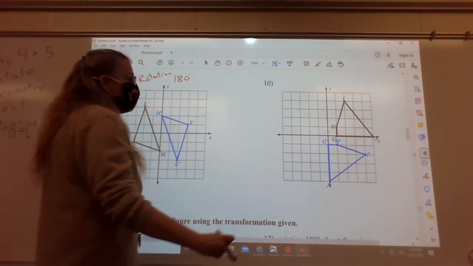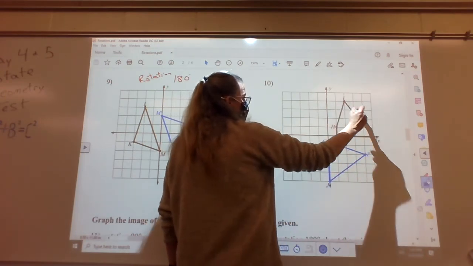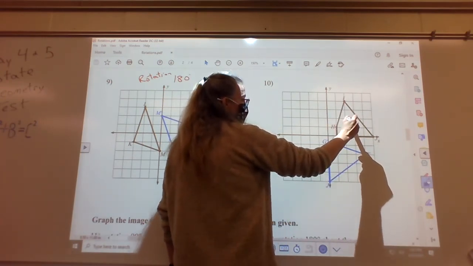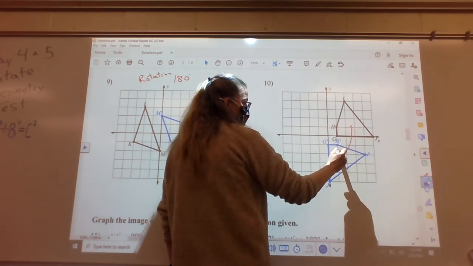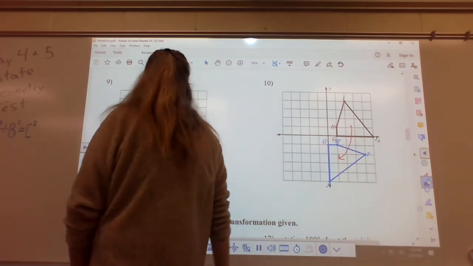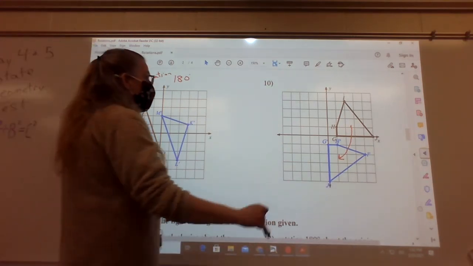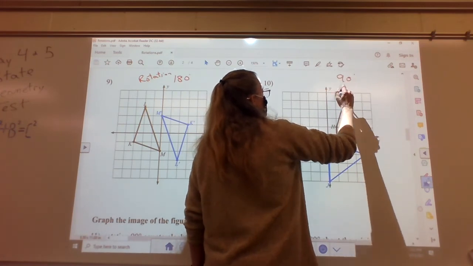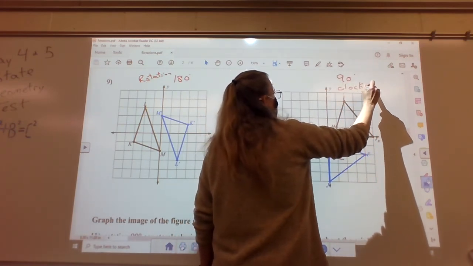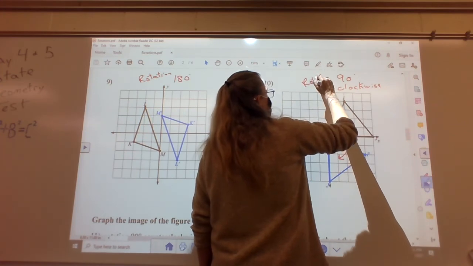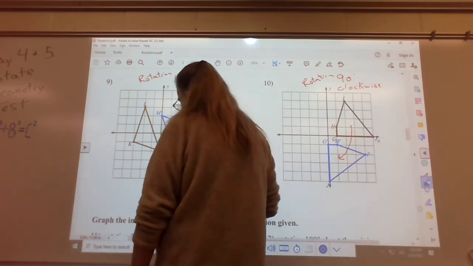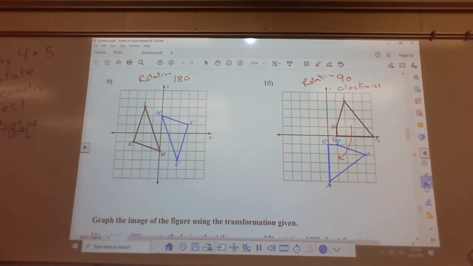10. This is my original because it has no marks. I'm going to kind of put it in the middle. It's going to here that has the marks. So therefore, what did it spin? Right, it went 90 degrees clockwise. 90 clockwise. And it's a rotation. And technically, yes, it's about the origin, but I'm not so worried about that part.